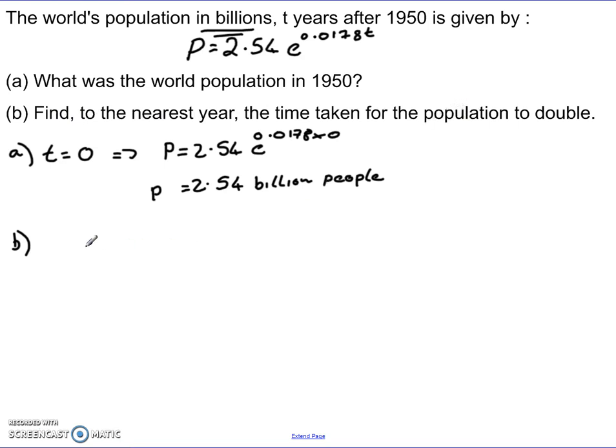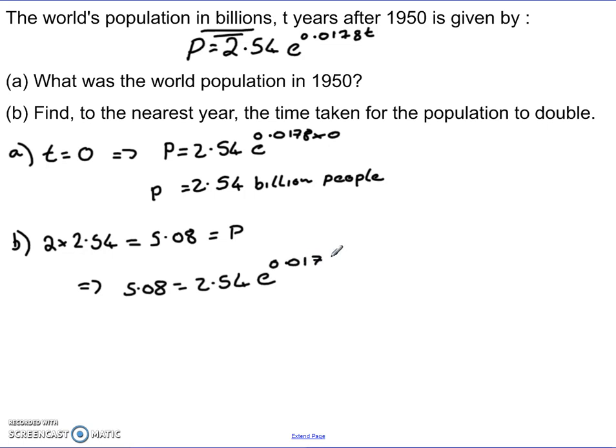Well, what that means is that for our population to double, we want it to be 2 times what we initially had, so 2 times the 2.54. So 2 times the 2.54, that gives us a population of 5.08 billion, or just 5.08 for the scenario we're working with. What we then do is we substitute that in. We know that this is what we want to be equal to p. We're trying to solve it and find the t for that. So we know then that 5.08 equals 2.54 e to the 0.0178 t.